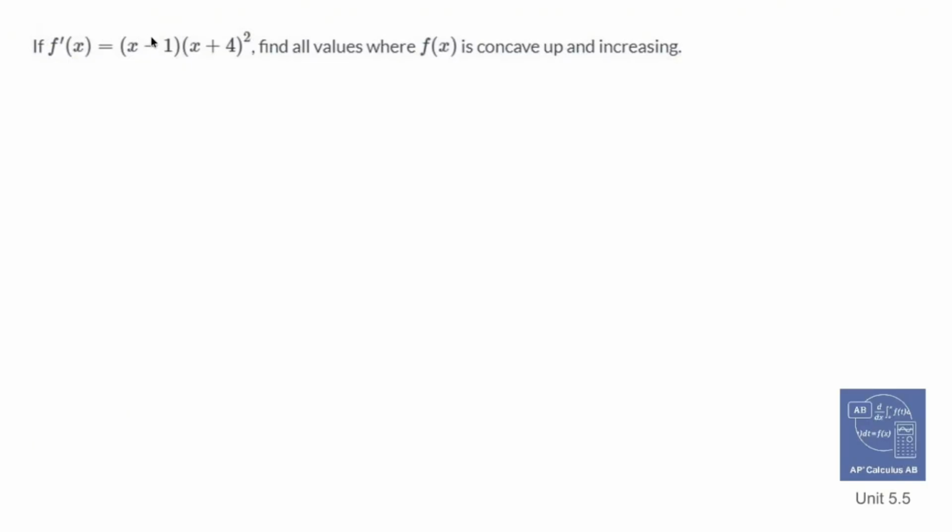If f prime of x equals (x minus 1) times (x plus 4) squared, find all values where f of x is concave up and increasing. So let's deal with that first. When something is increasing, you take the function, find the critical points, and find out where the derivative is positive. I already have the derivative, so I can find the critical points.